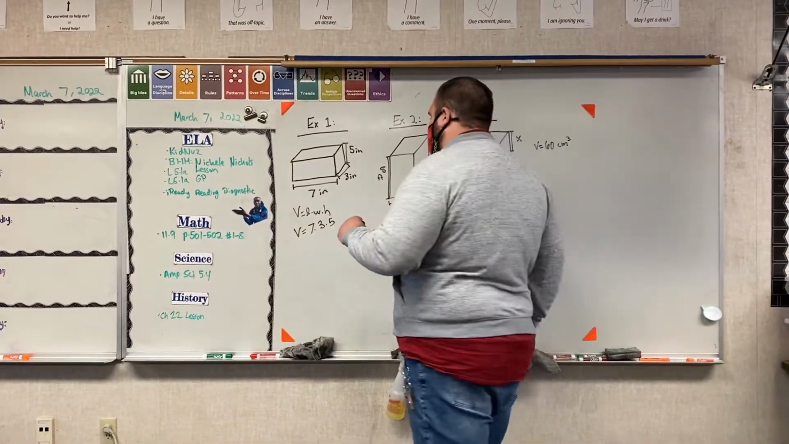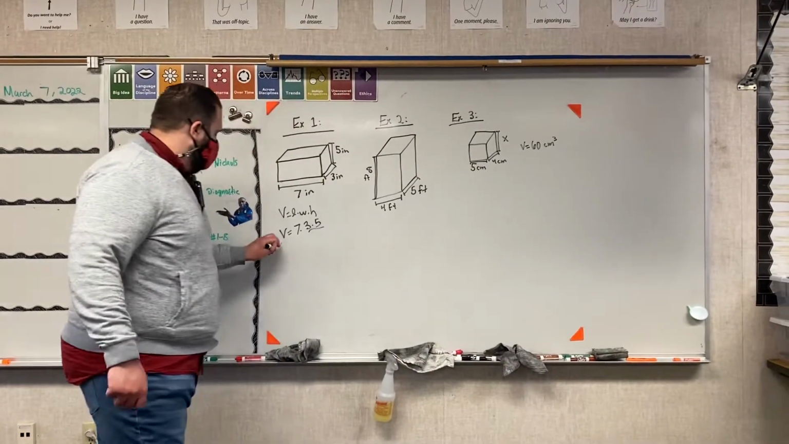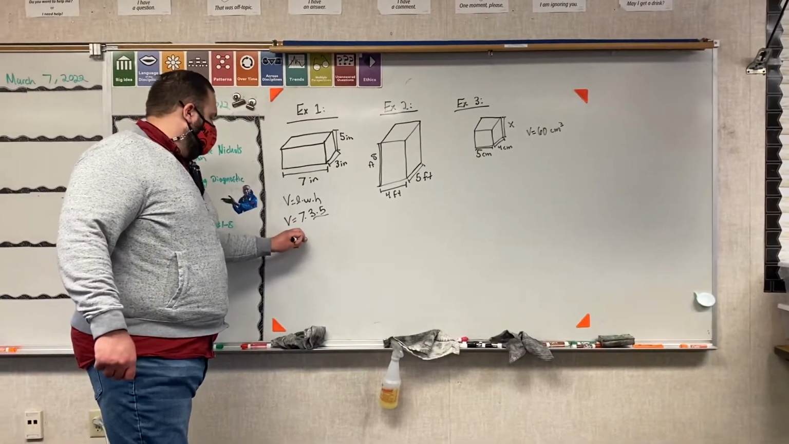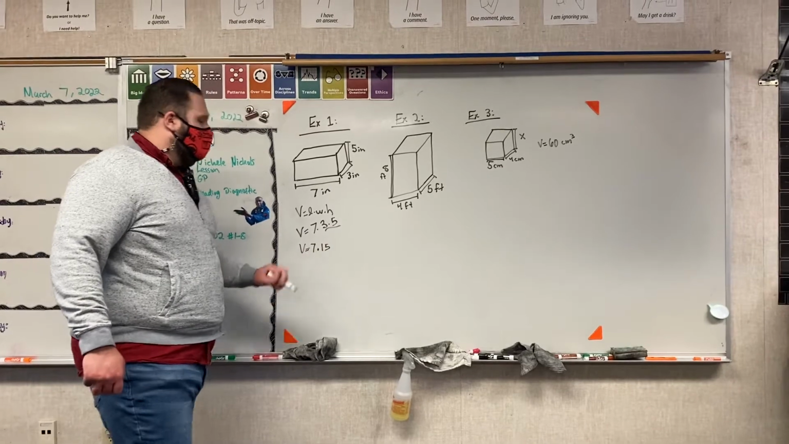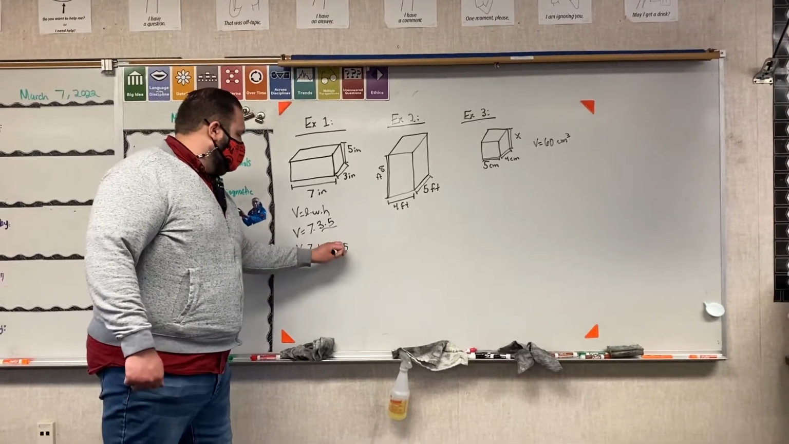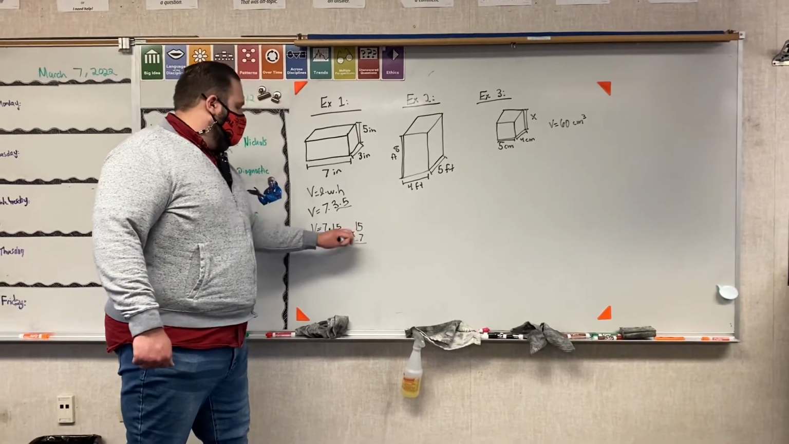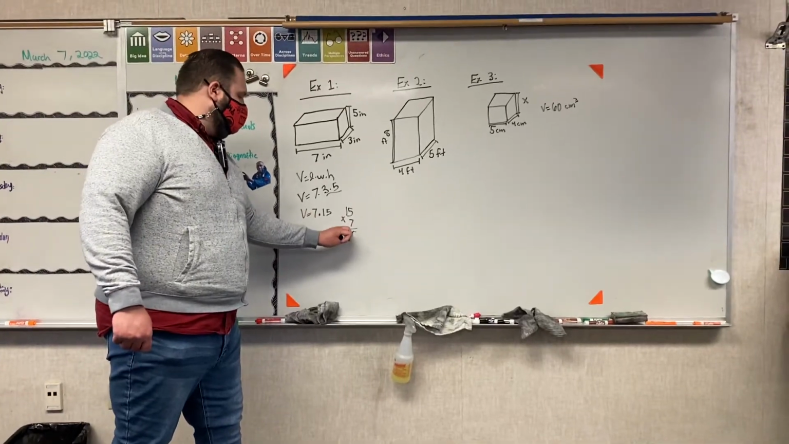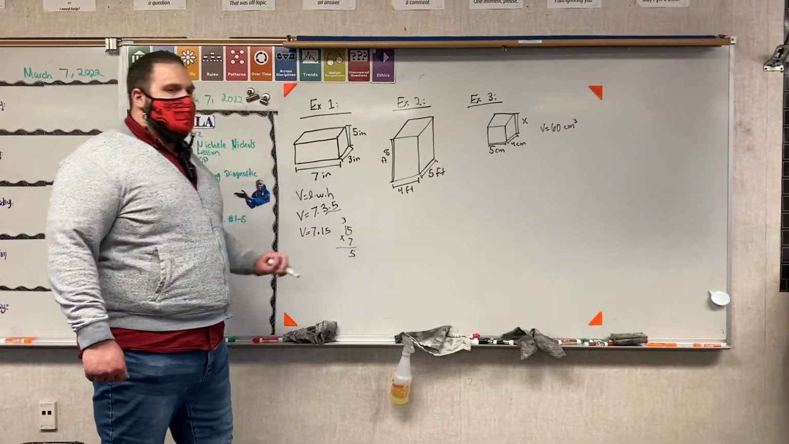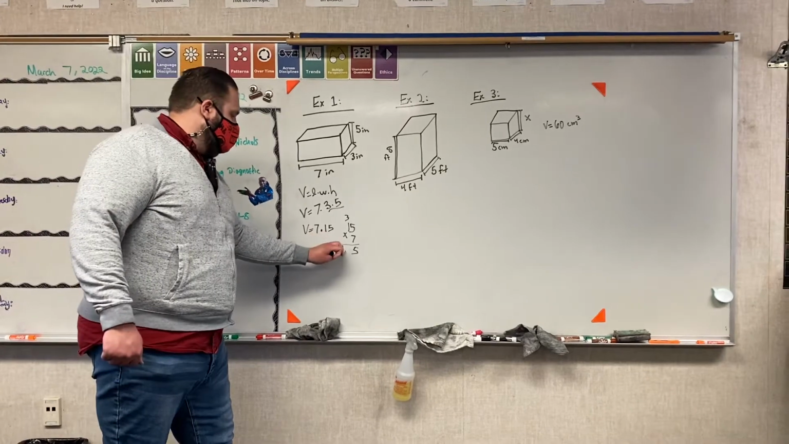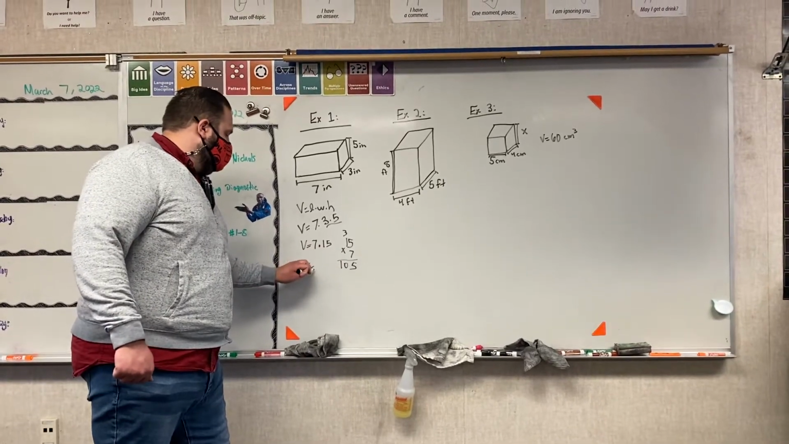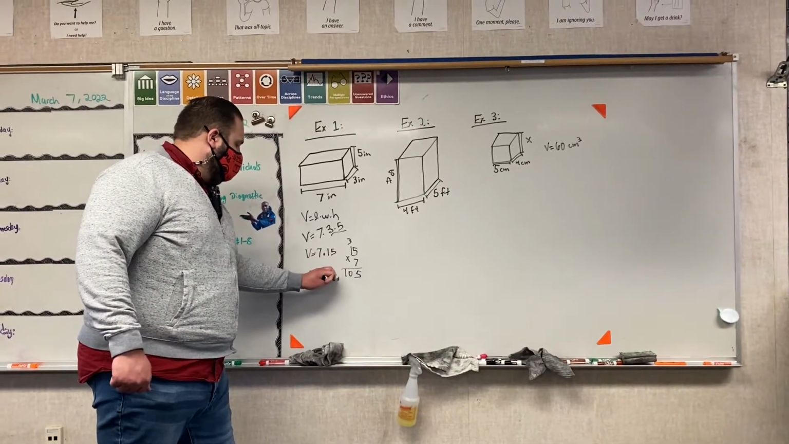I know 7 times 3 and 3 times 5. I'll just do 3 times 5 first. So I got 7 times 15. Now I'm just going to go ahead and write this way so I can solve it a little bit better. 7 times 5 is 35, carry the 3. 7 times 1 is 7, plus 3 is 10. So my volume is 105 inches cubed.